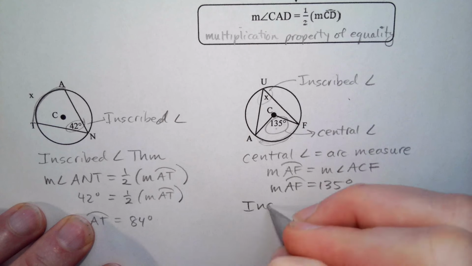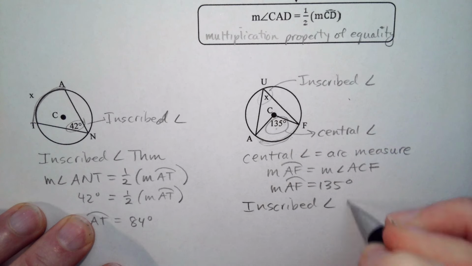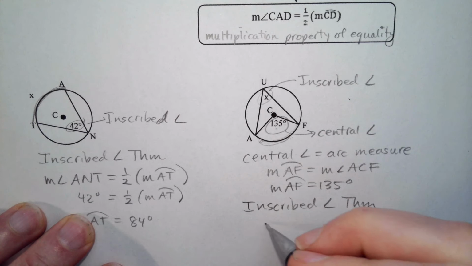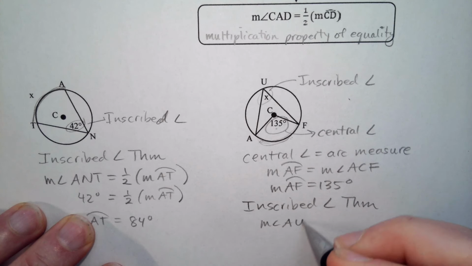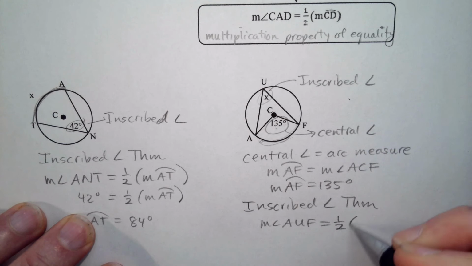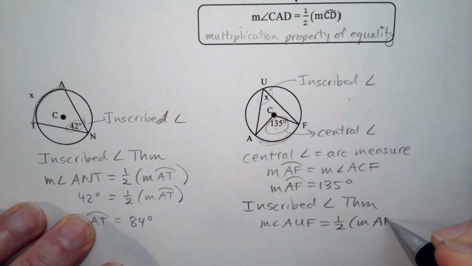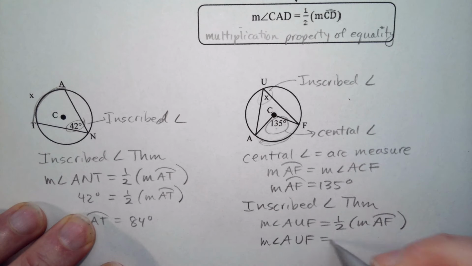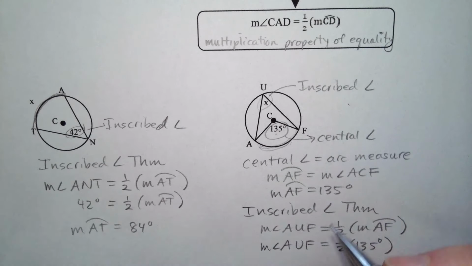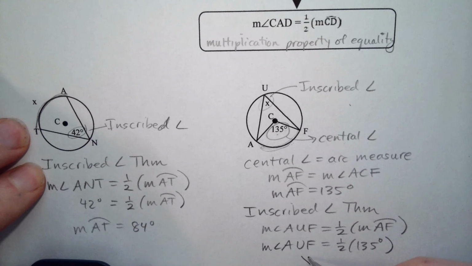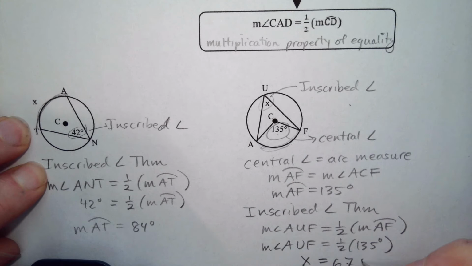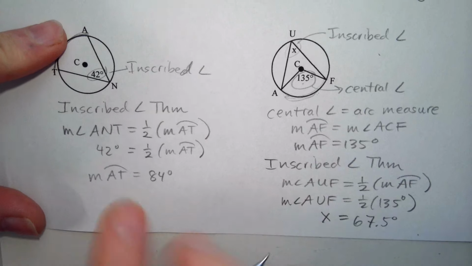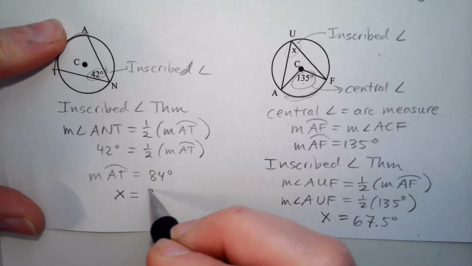Then I'm going to apply the inscribed angle theorem. The measure of angle AUF is equal to half the measure of the intercepted arc AF. So the measure of angle AUF is equal to 1/2 of 135 degrees. Oh, I should probably plug in x here, shouldn't I? So x equals, take my calculator, 135 divided by 2. We get 67.5 degrees. And I didn't quite finish the answer over here because we were solving for x. So x equals 84 degrees.